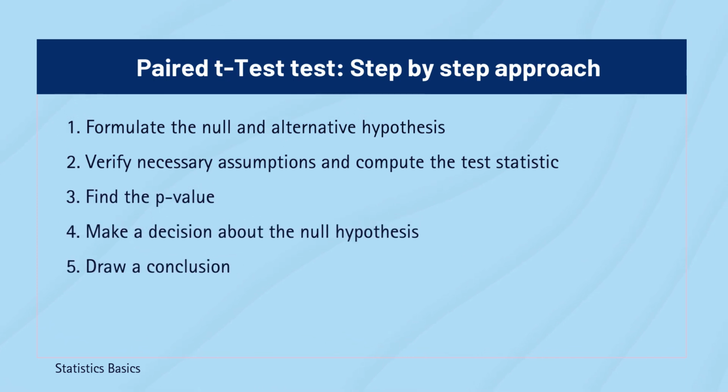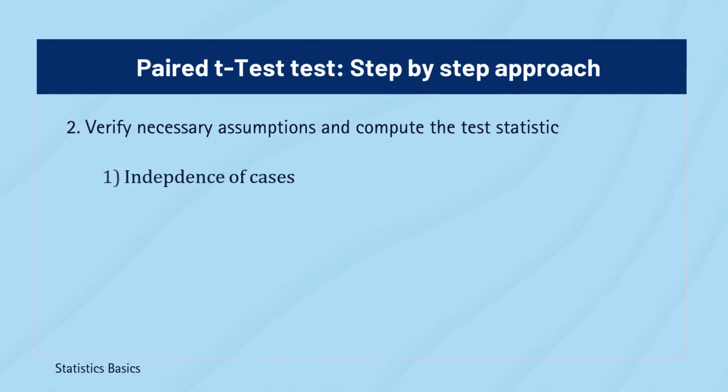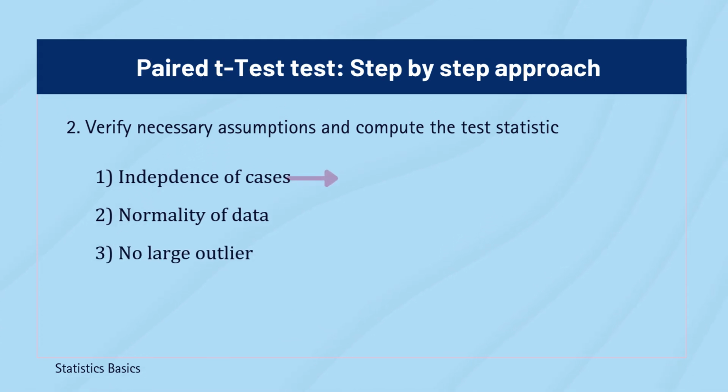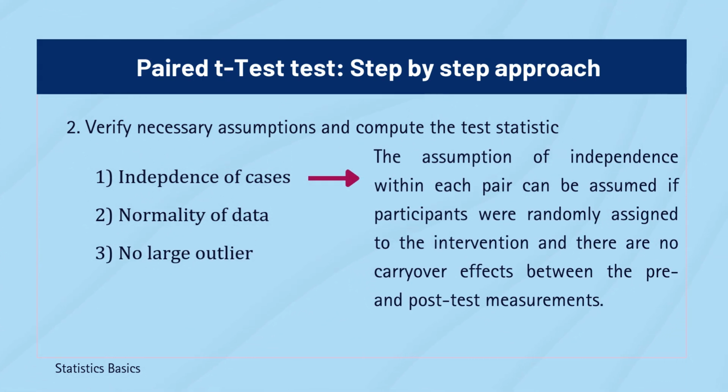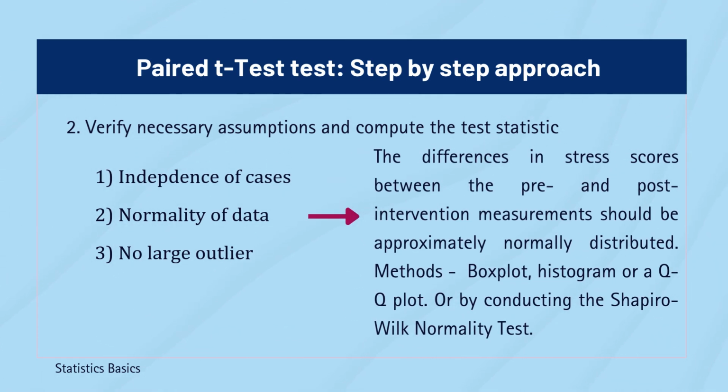To perform the hypothesis test, the following statistical assumptions should be met. The assumption of independence within each pair can be assumed if participants were randomly assigned to the intervention and there are no carryover effects between the pre- and post-test measurements. The normality assumption states that the differences in stress scores between the pre- and post-intervention measurements should be approximately normally distributed. This can be done by visually inspecting the sample data using a box plot, histogram, or a QQ plot, or by conducting the Shapiro-Wilk normality test.